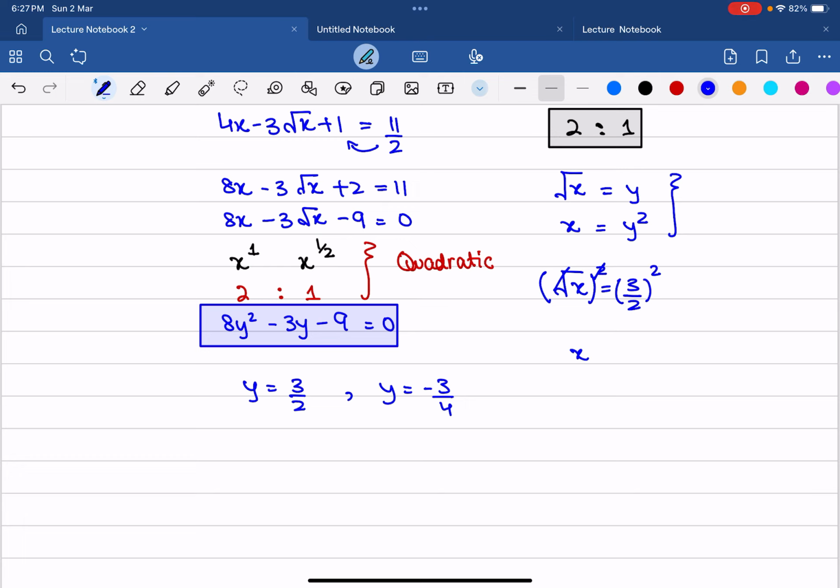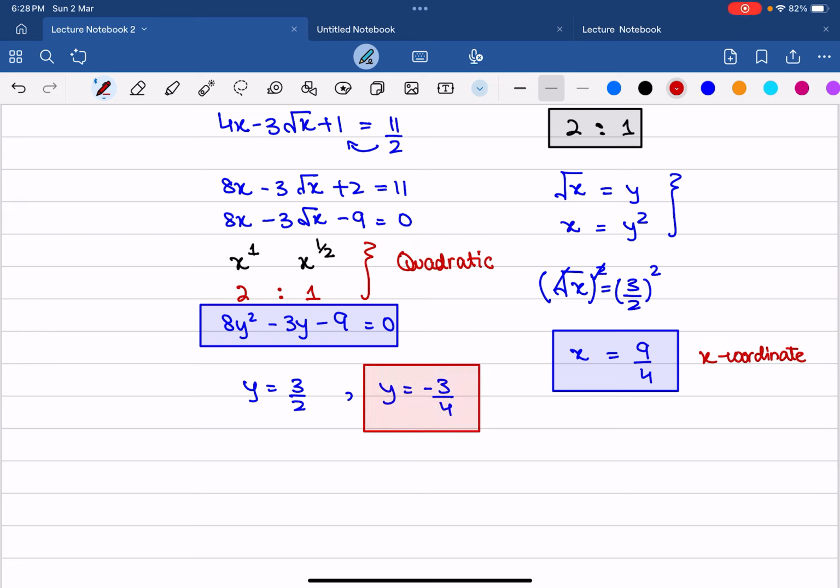My x turns out to be 9/4, okay? This is basically the x coordinate that was required in the question, the x coordinate at which your gradient was 11 by 2. Okay. Now you might think why I have rejected this particular value of y.